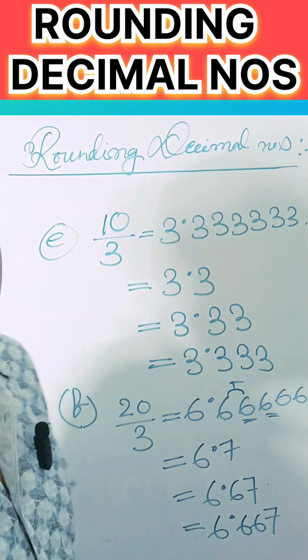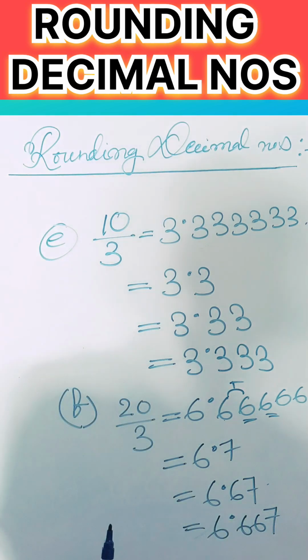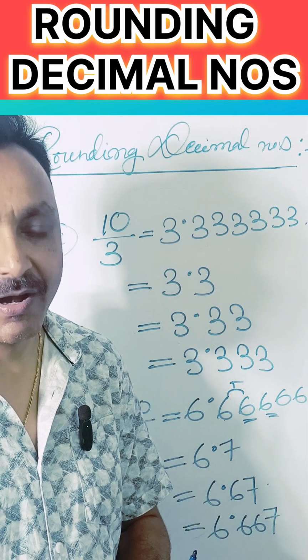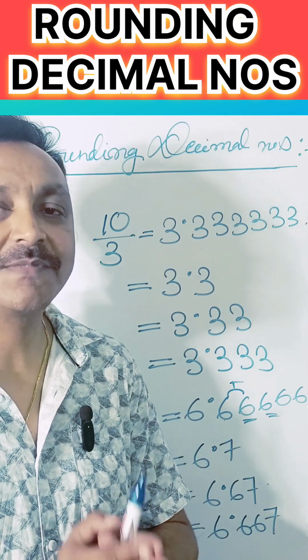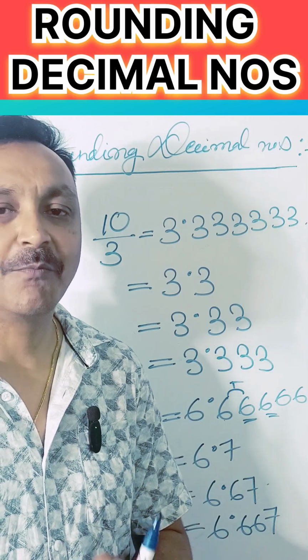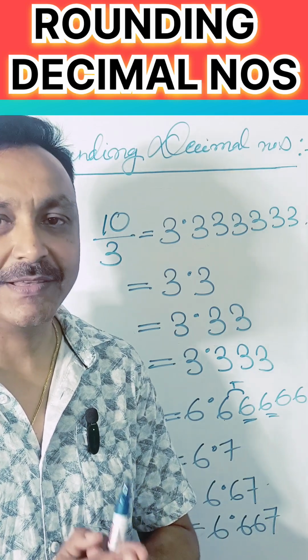I hope now your doubt is clear. You can easily round decimal numbers. I hope it's clear. If you still have doubts, you can write to me in my comment box. I'll be there to explain to you.